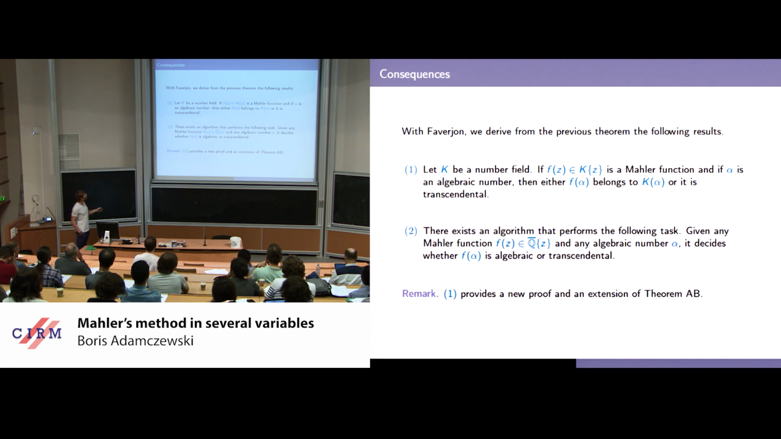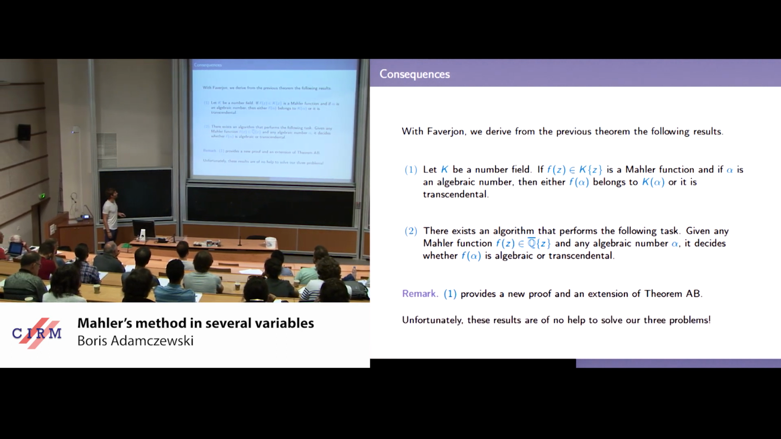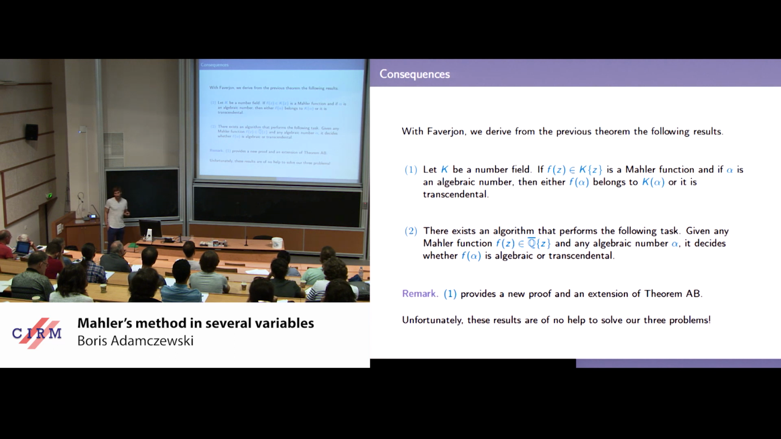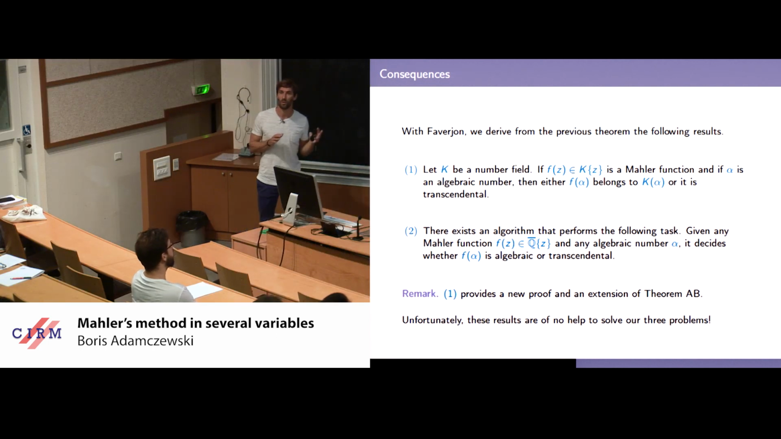So point one provides a new proof, in particular, and an extension of the theorem of Adamczewski and Bugeaud, the fact that the square root of 2 cannot be generated by a finite automaton. It's easy to see. But as strong as the lifting theorem is, it is of no help to solve the three problems I mentioned at the very beginning of the talk.